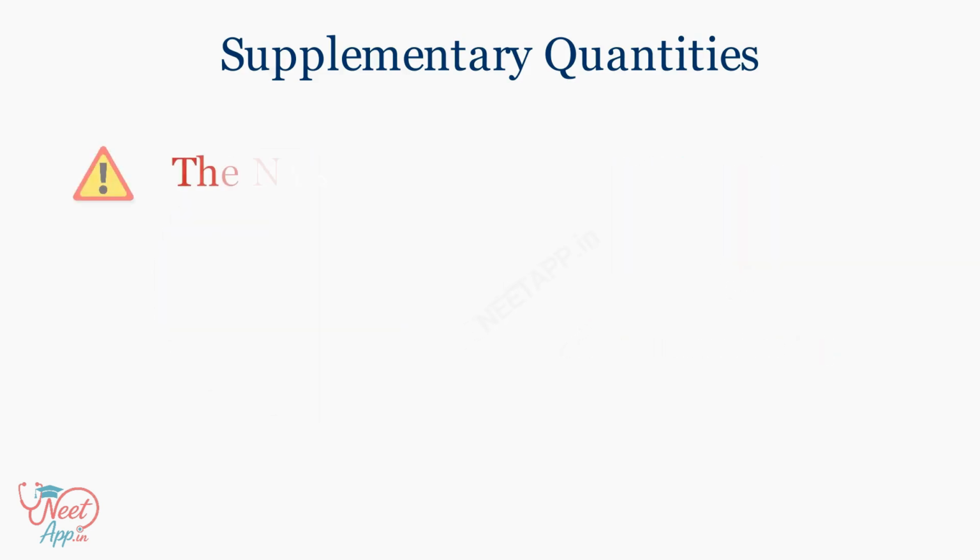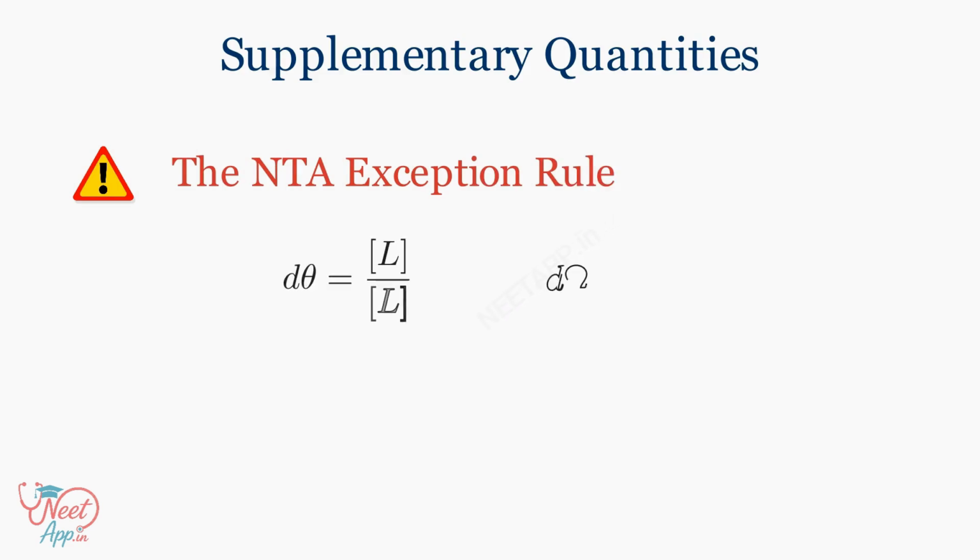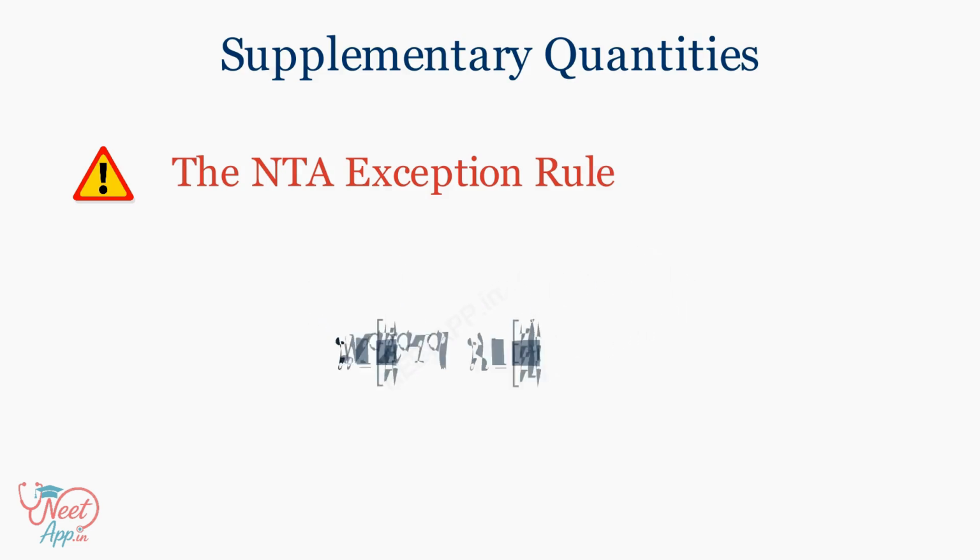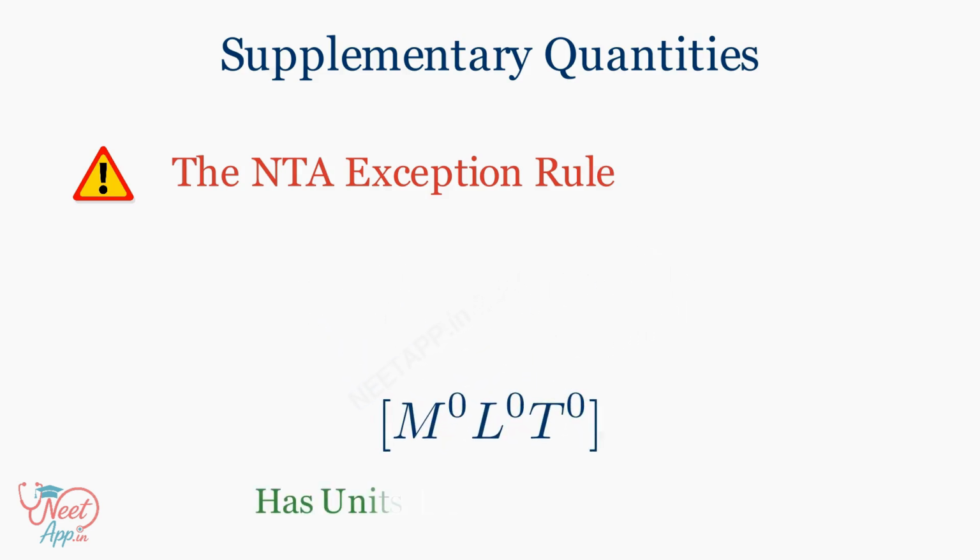Now, here is the high yield secret. Look at the formulas. Plane angle is length divided by length. Solid angle is area divided by area. The dimensions completely cancel out. This means their dimensional formula is exactly M⁰L⁰T⁰. They are utterly dimensionless. Memorize this rule right now.